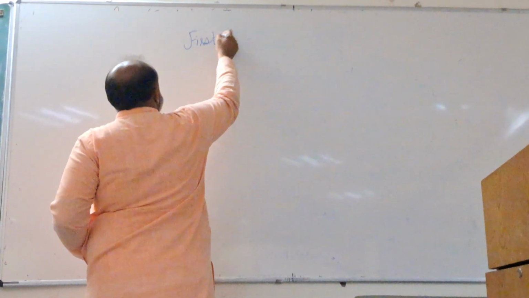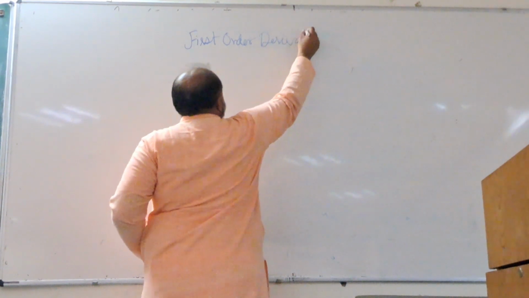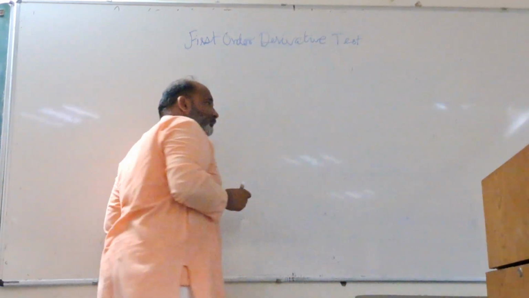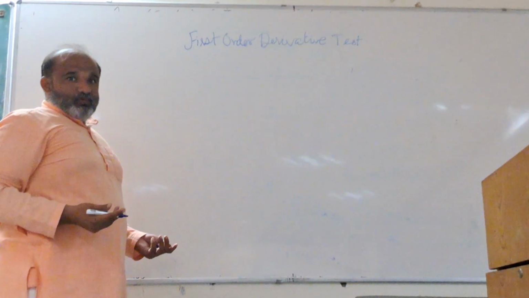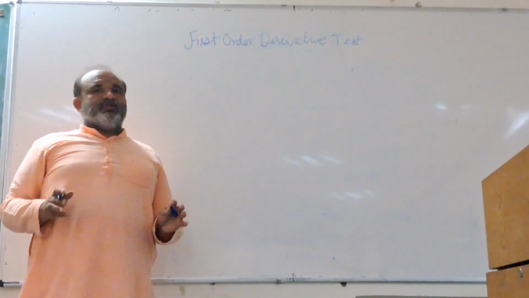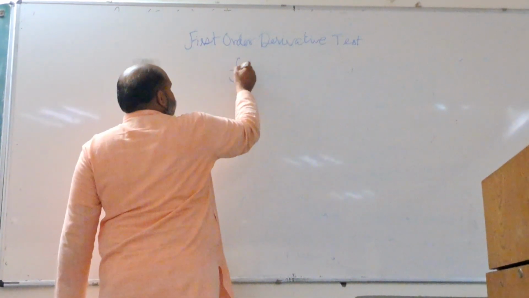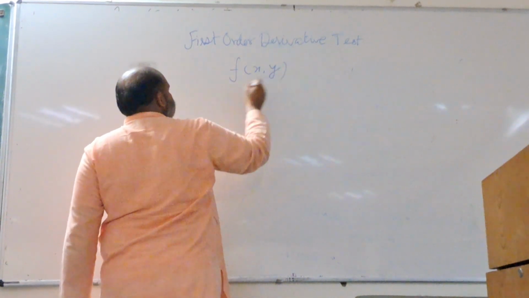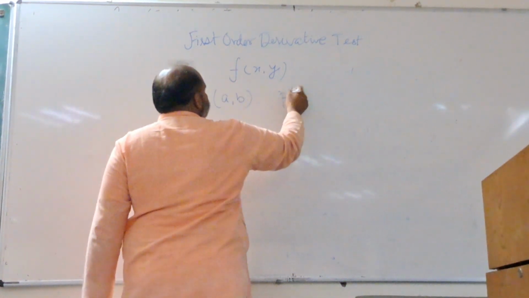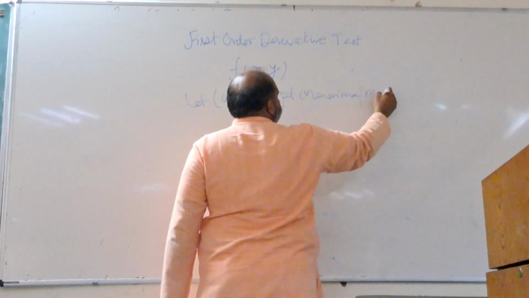First order derivative test, right? Let f(x, y) be a function of two variables. Of course it is differentiable, continuous and all that, that is pre-assumed. Okay, so f(x, y) is a function of two variables and let (a, b) be the point of either maxima or a minima.